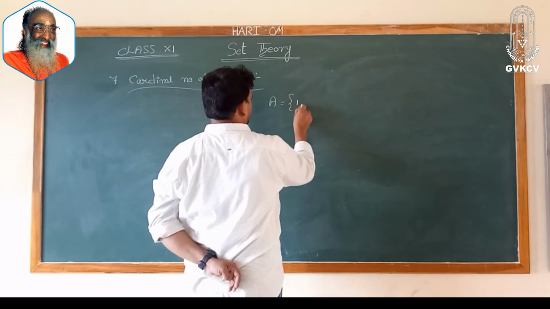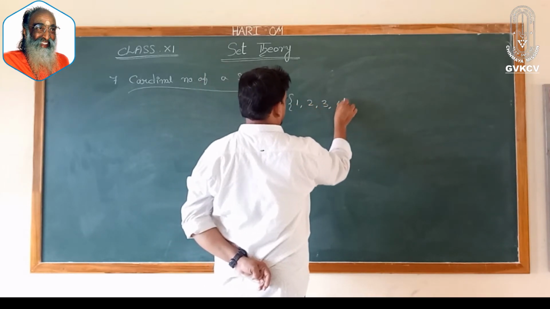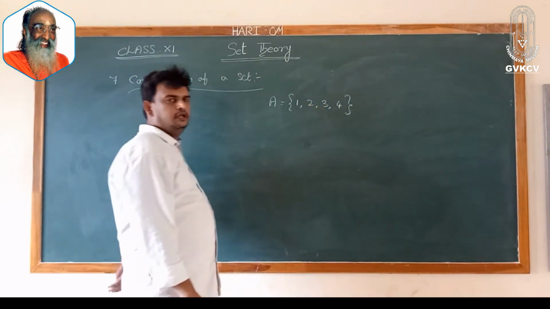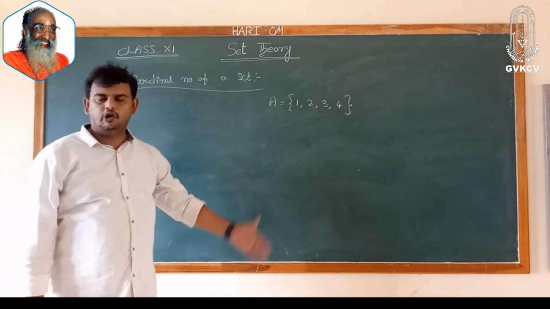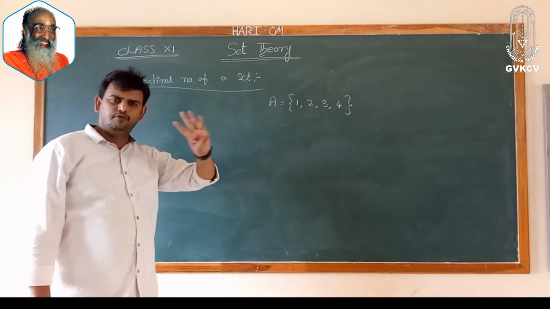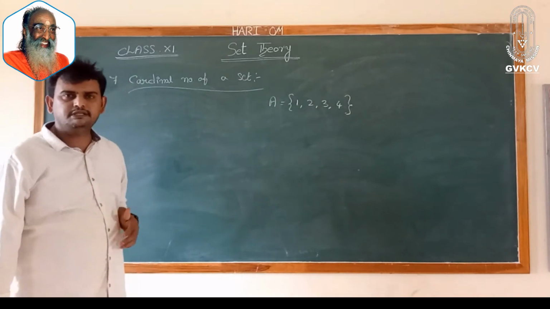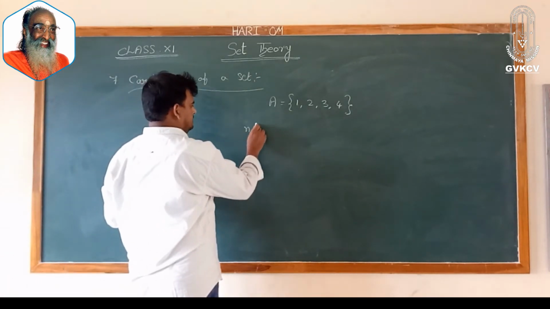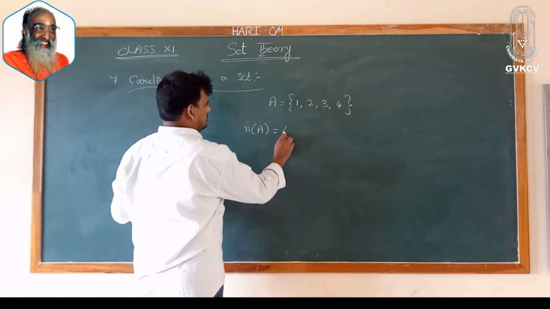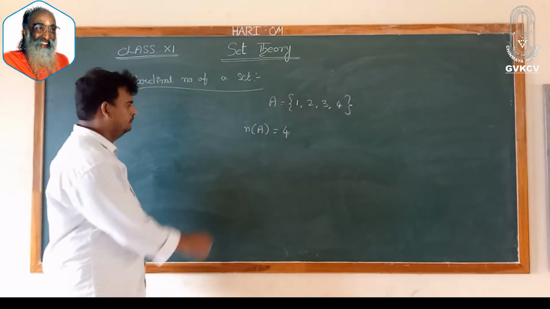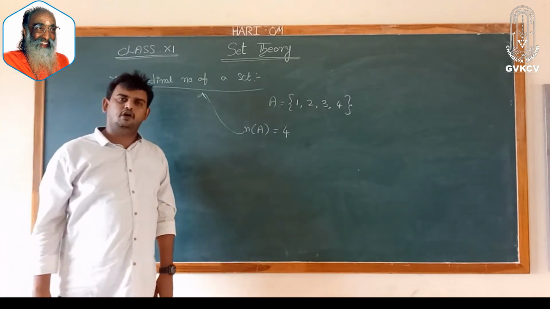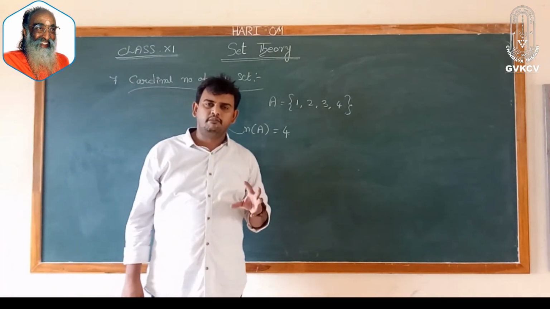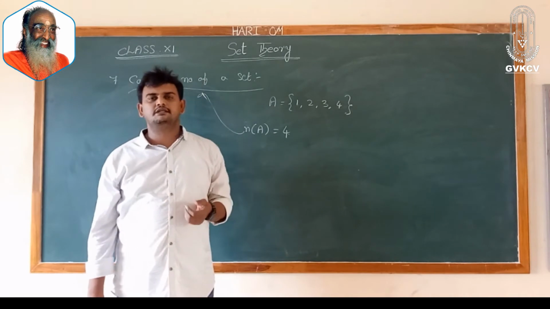A is equal to 1, 2, 3, 4. Cardinal means number of elements in the set. How many elements are there here? 4 elements are there. How to represent it? Simply I can represent n of A is equal to 4. This is nothing but called cardinal number of a set. Cardinal number means number of elements in the set.